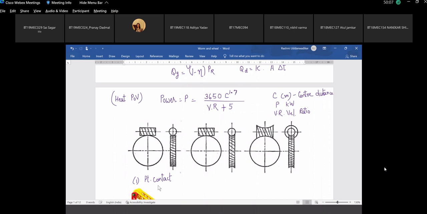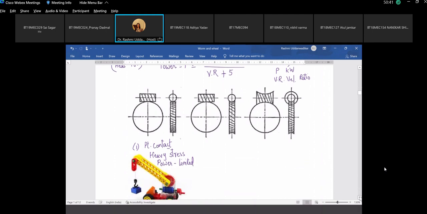For effective stress distribution, we want a larger contact area. So if it's a point contact, the stresses would be huge. So with point contact, there is heavy stress at the point of contact, and so the power transmission capacity becomes restricted. The amount of power it can transmit is limited. This is the simplest design, and this design is known as no overlap.